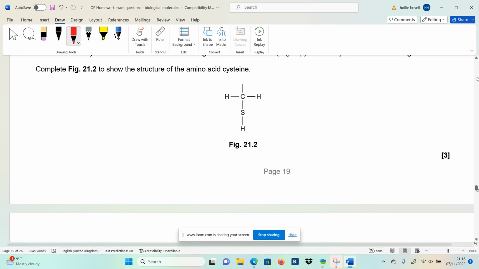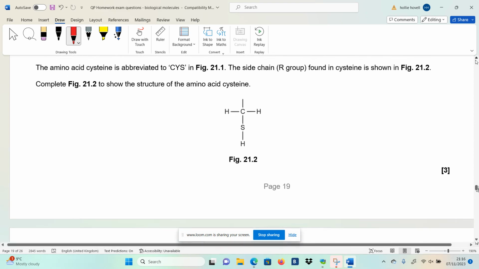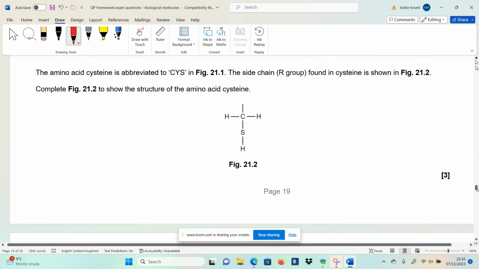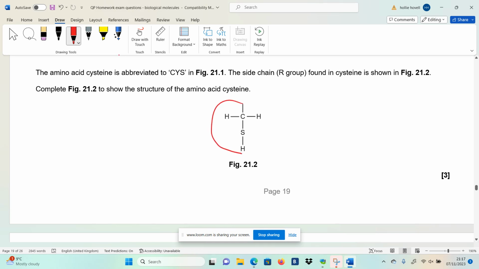The side chain, or R group, found in cysteine is shown in figure 21.2. Complete figure 21.2 to show the structure of the amino acid. So they've told you that all of this is the R group. We don't need to know R groups, do we? But that is the R group when you've just got to attach the rest on. So there's the R group.